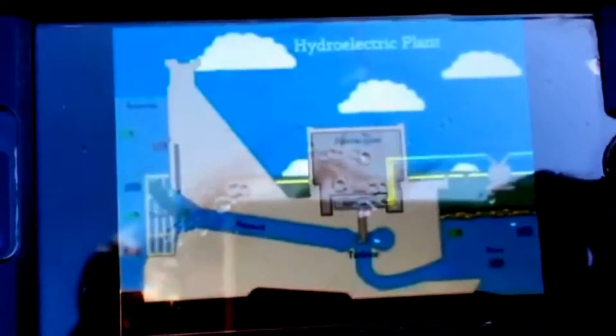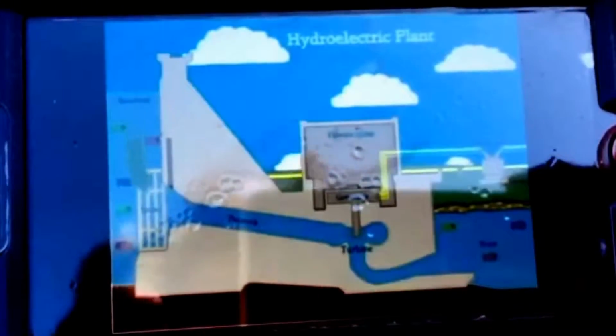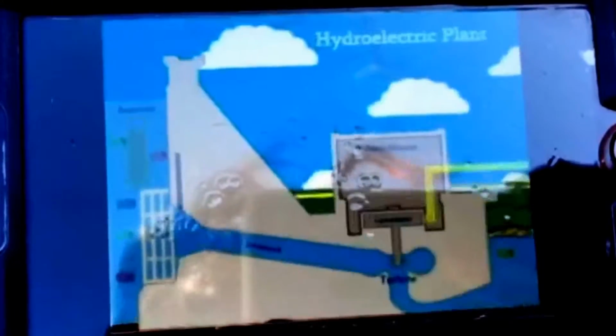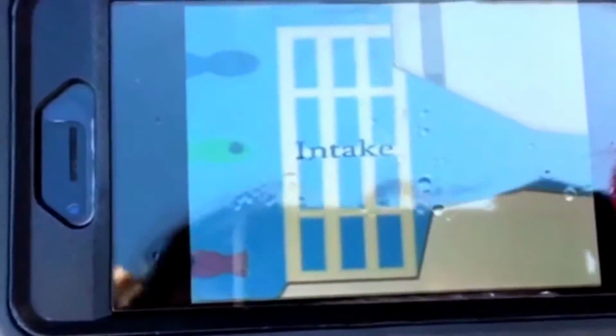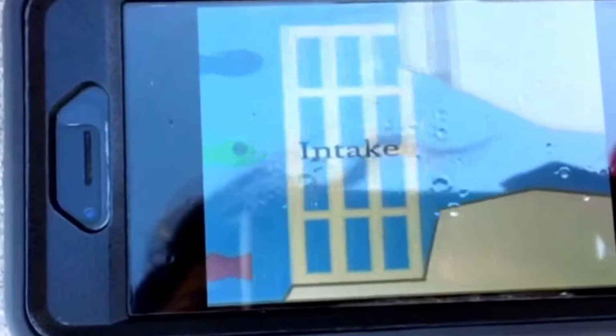Here's how a hydroelectric plant works. This is a diagram of a hydroelectric plant, but it's more commonly known as a dam. Shown on the left side of the diagram, you have what is called a reservoir, which is another name for a lake. Now the water flows through the intake, which is the gate-like structure that helps control the flow of water. Furthermore, the water begins to flow through the penstock.